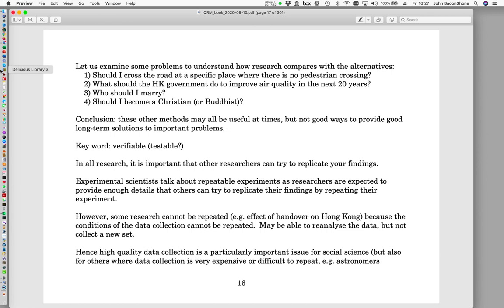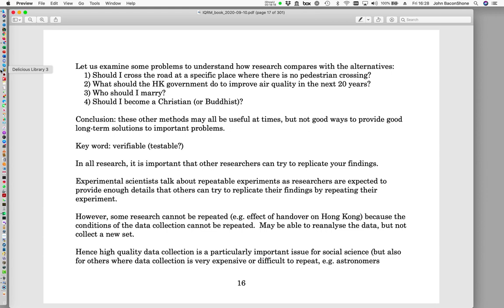So the key point, I think, is that we believe that research is a good way to provide good long-term solutions to important problems. Long-term, because it will take us time to find the answer. Important, because we have to invest usually time and money. And good ways is because we have an inherent belief that research works well in finding solutions.